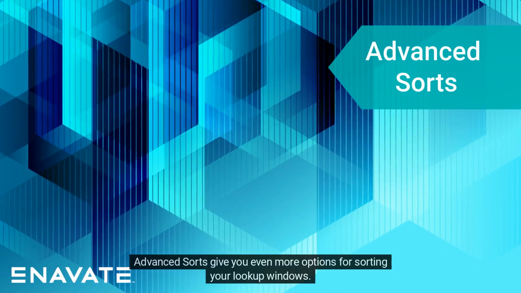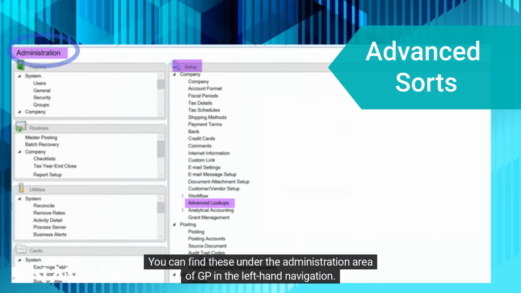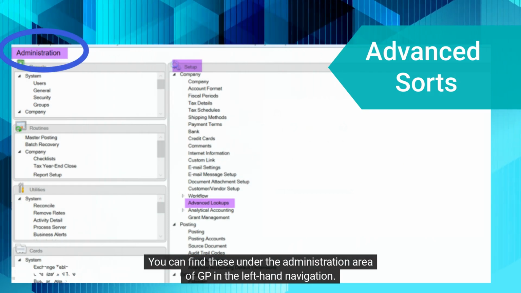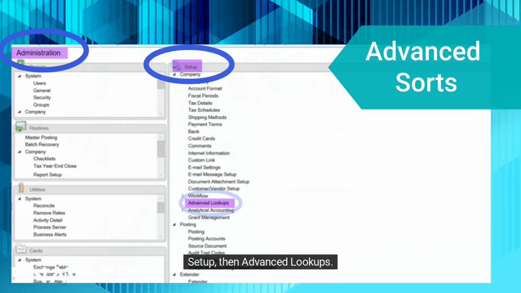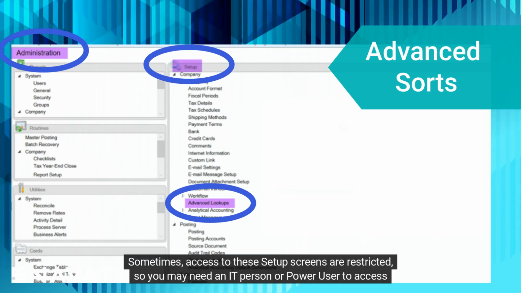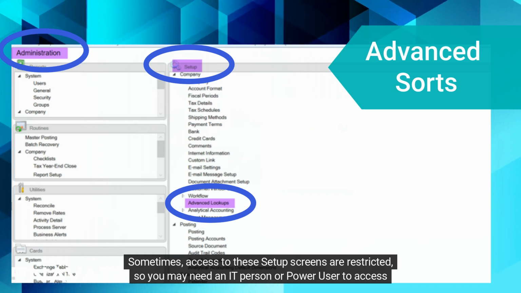Advanced sorts give you even more options for sorting your lookup windows. You can find these under the administration area of GP in the left-hand navigation. Navigate to Administration, Setup, then Advanced Lookups. Sometimes access to these setup screens is restricted, so you may need an IT person or power user to access the Advanced Lookups.